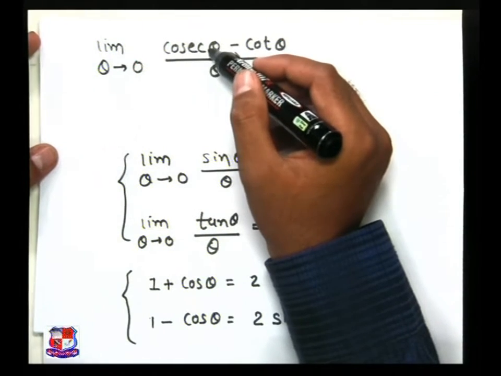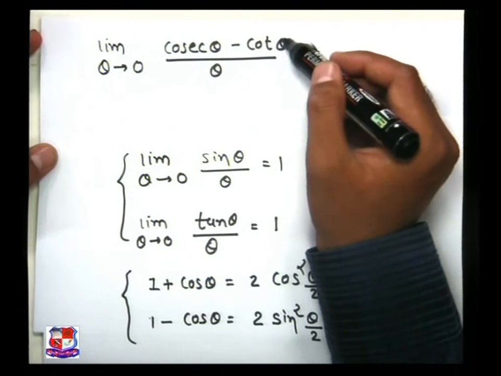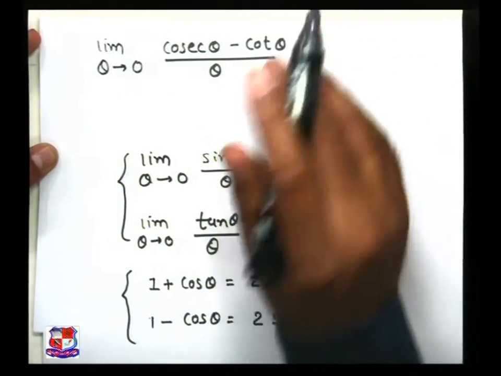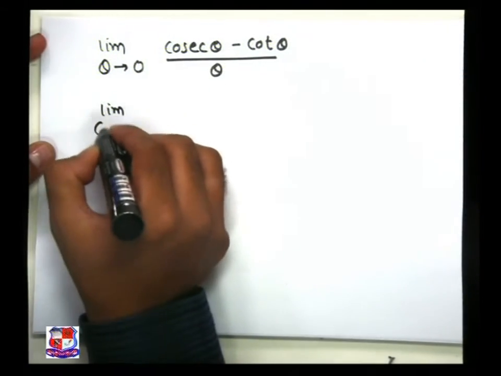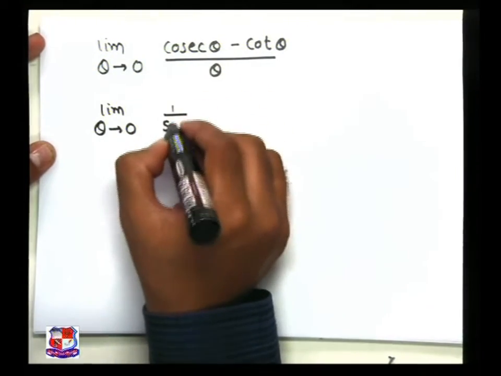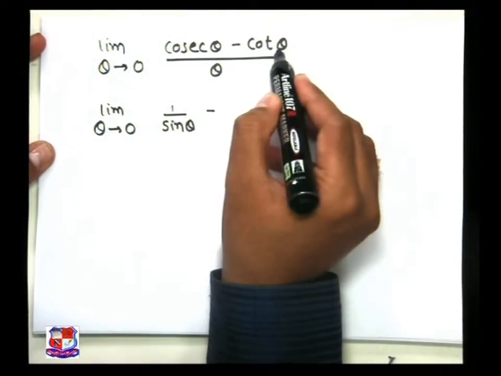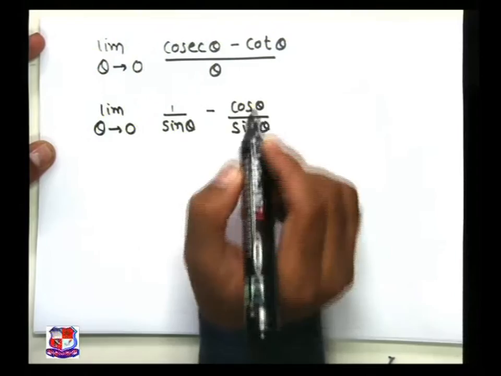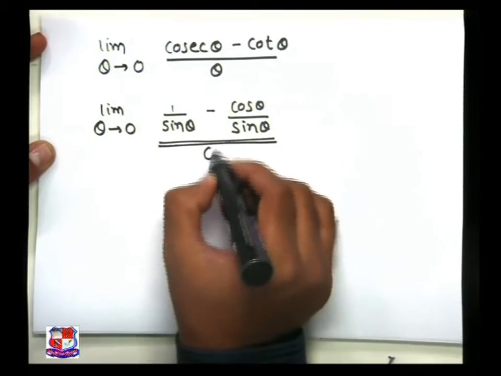Cosec theta is nothing but 1 upon sin theta, and cot theta is nothing but cos theta divided by sin theta. So we apply this rule to our numerator side and simplify it. So our next step: theta tends to 0, cosec theta now becomes 1 upon sin theta minus cot theta, that is cos theta upon sin theta, all divided by theta, as it is.